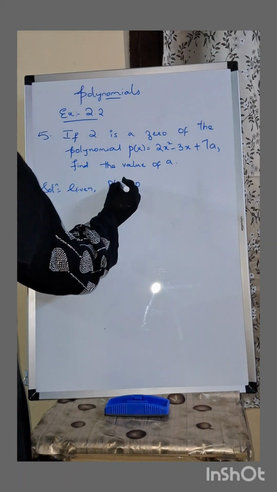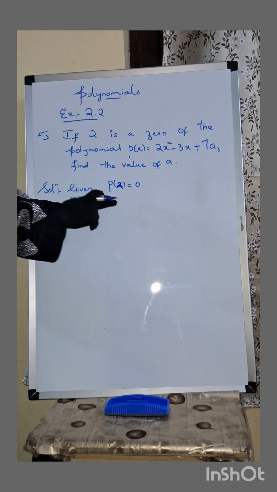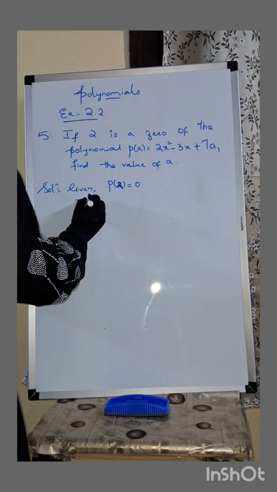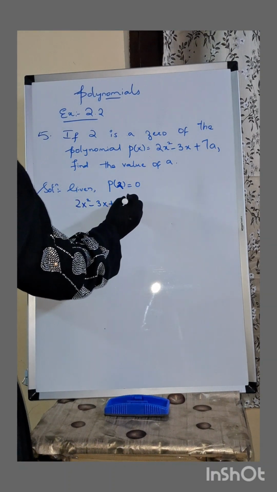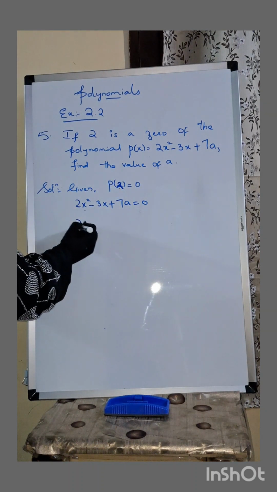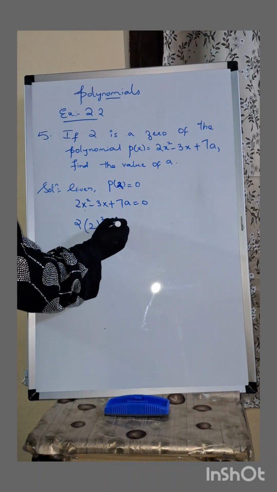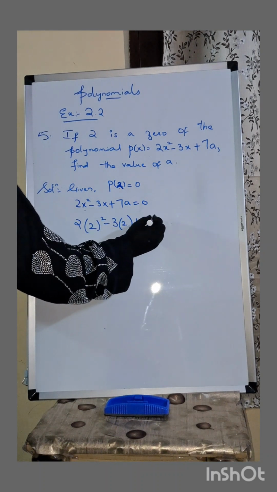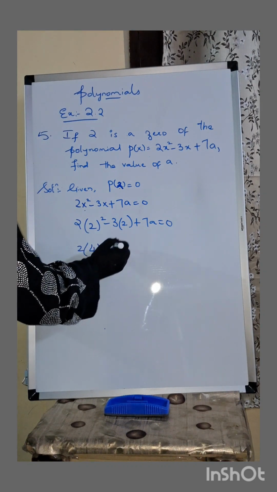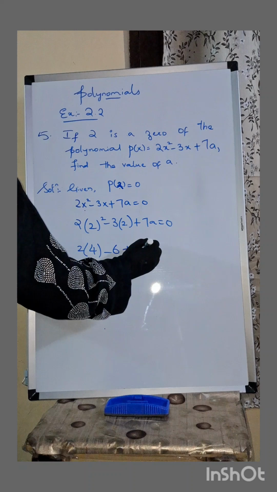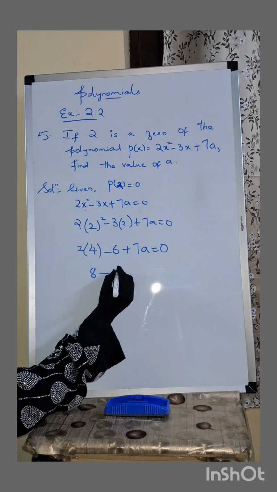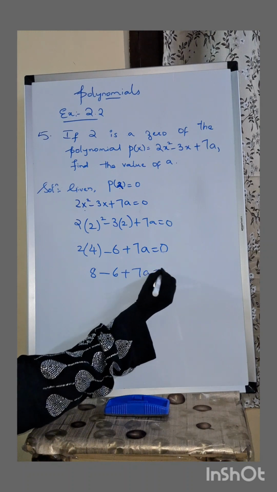So here they said that p(2) is equal to 0 because they said that 2 is the 0 of the polynomial. So what is your equation? p(x) = 2x square minus 3x plus 7a = 0. P(2) means in the place of x we have to substitute 2, right? 2 square minus 3 into 2 plus 7a = 0. 2 twos are 4. 2 into 4 minus 3 twos are 6 plus 7a = 0. 2 fours are 8. 8 minus 6 plus 7a = 0.